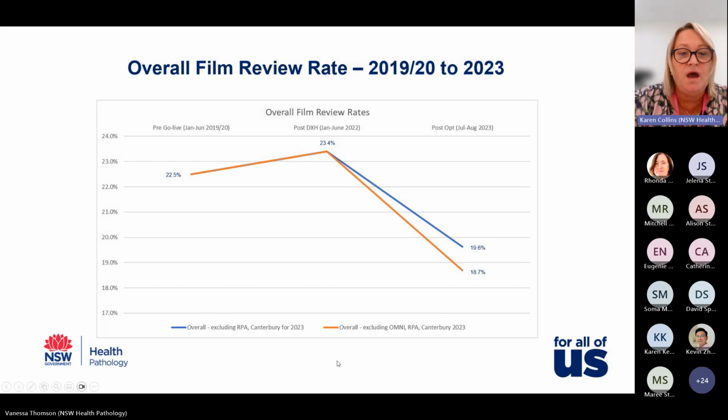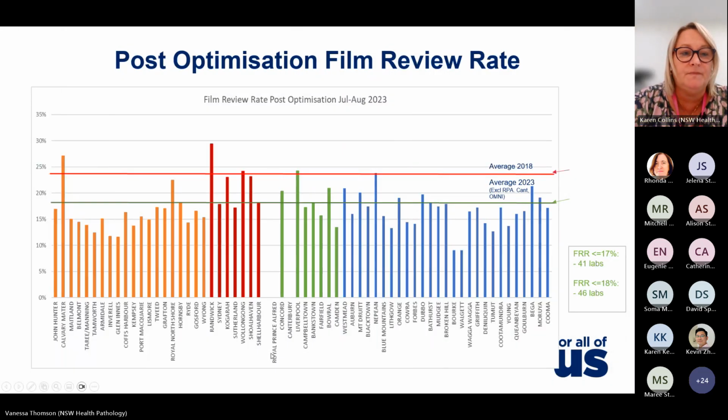The overall film review rates from 2019-20, which was pre-go live, to post-optimisation project, which was July, August this year, we've seen a significant decrease from 22. It did increase a little bit, as Vanessa spoke about before, when the DXH analyzers were rolled out, but after the intervention from the optimisation project, there was a significant decrease in the film review rates overall.